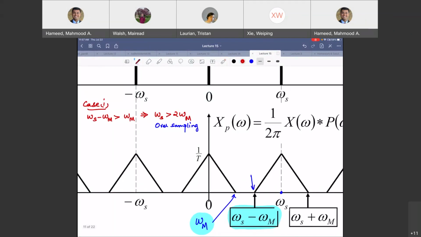Case 2. Case 2. What would that be? That would be omega s equals 2 omega m. The sampling frequency is exactly twice the maximum frequency of the signal that I sampled. This is called Nyquist rate. Nyquist rate corresponds to how many samples in one time period.